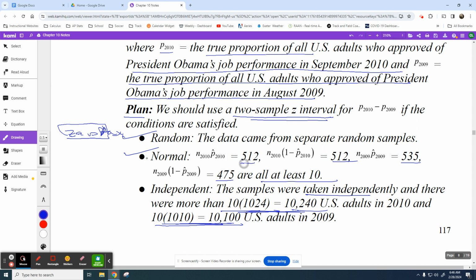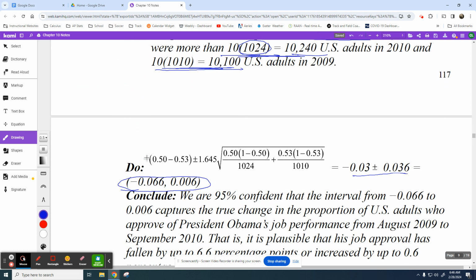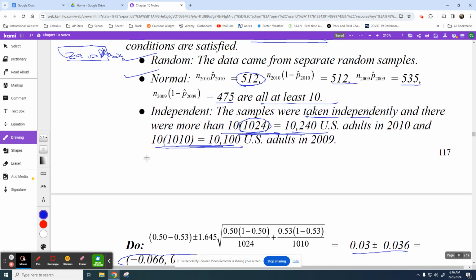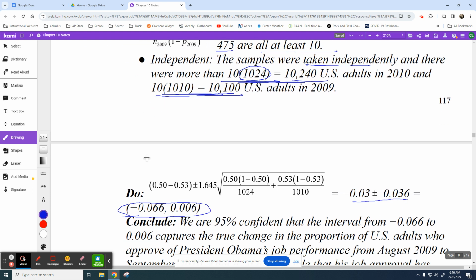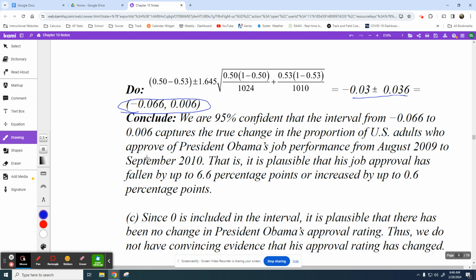So you're going to use these numbers, not percentages, okay? So when you plug it into the calculator, use these numbers, not the percentages, and then that'll help you spit out your confidence interval. Then again, we're 90.